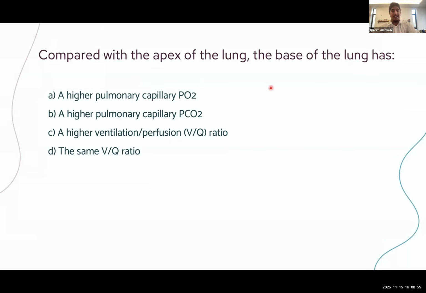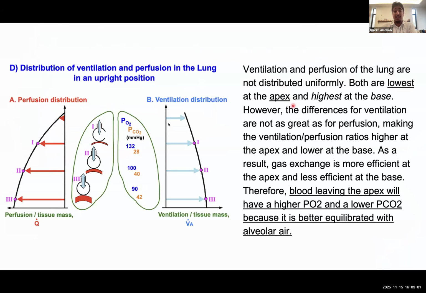All right. Yes. So the answer is B, a higher pulmonary capillary PCO2. And we're going to discuss this for a while: the distribution of ventilation and perfusion in the lung. We already talked about perfusion previously and how gravity affects it. But ventilation, perfusion, and the distribution of that is very, very important because it creates a unique ratio that can be asked about in a bunch of ways and is also clinically important.